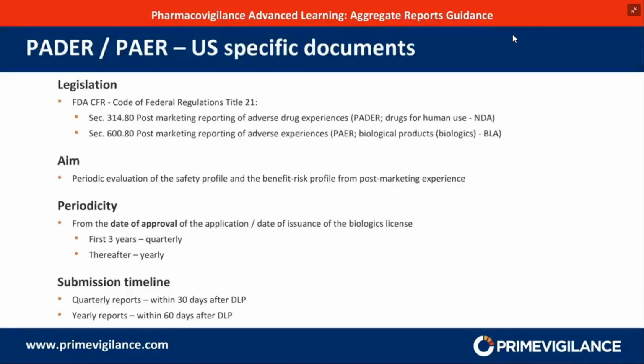There is a difference in the name of these two types of reports, but the sections of the reports are pretty much the same. And the main difference is only in the details that need to be presented for each case for the drugs versus biologics. So the overall structure of the document is the same. The aim of these reports is to provide periodic evaluation of the safety profile and the benefit-risk profile from post-marketing experience. So this is similar to the PBRER we were talking about. But as I said, this is required by the FDA, so it's just region-specific.